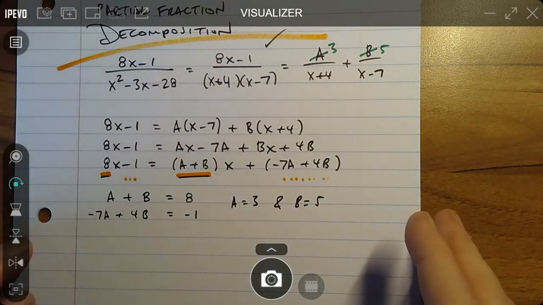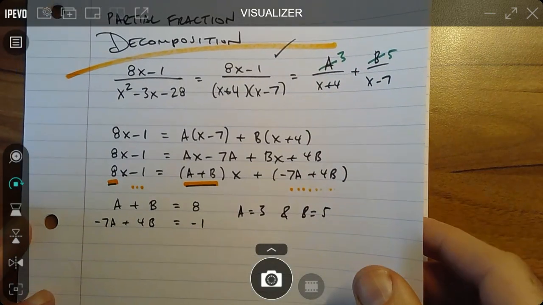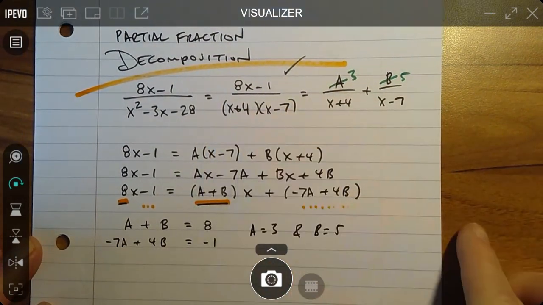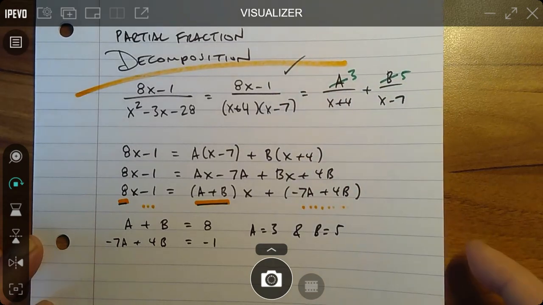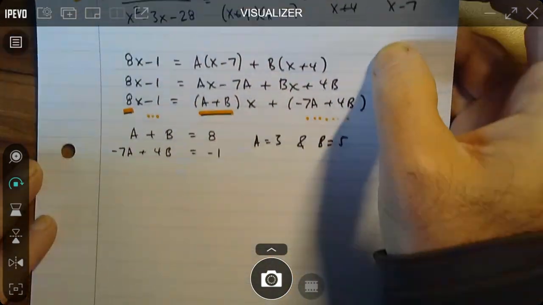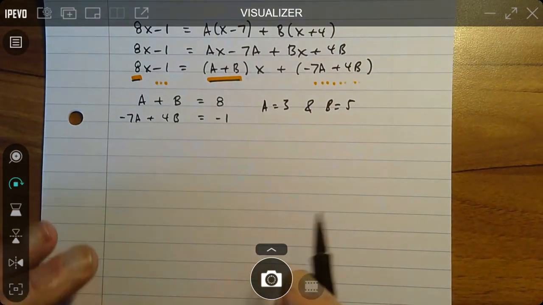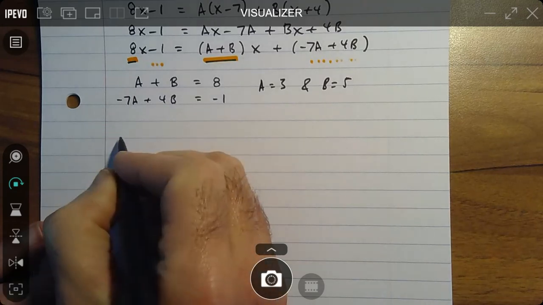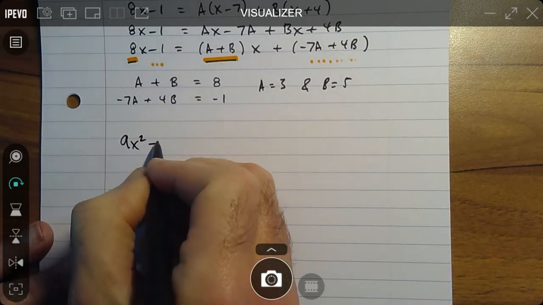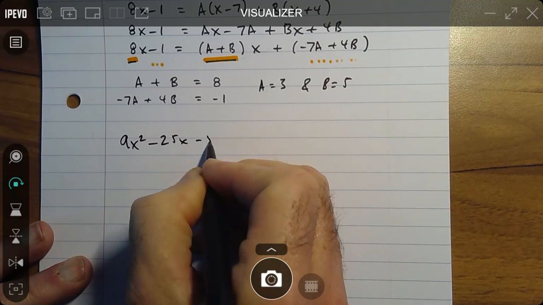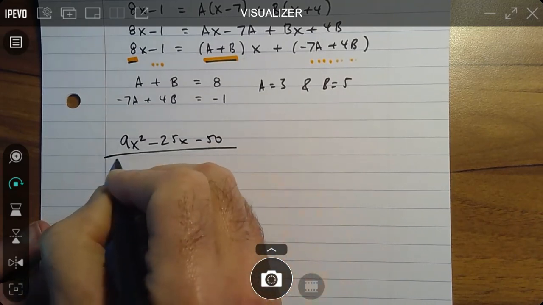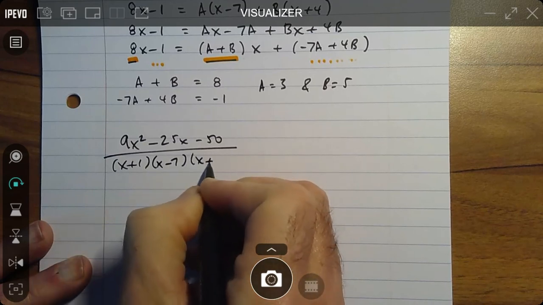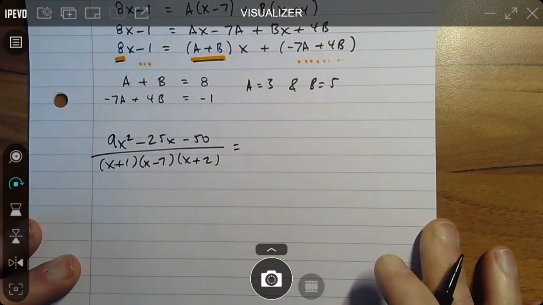So with partial fractions, there's a couple other levels of complexity to them other than the basic one there where we've got nice roots like that. These could get a little bigger. Say for instance, I had one that looked like 9x squared minus 25x minus 50 over x plus 1, x minus 7, x plus 2. That's a little bit more.